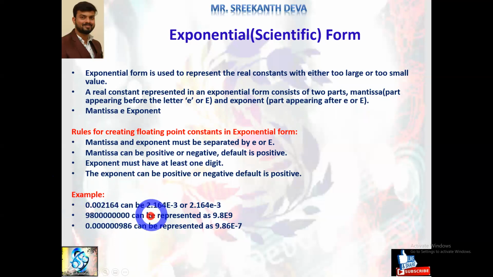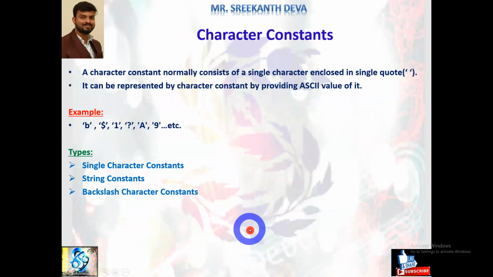For example, 0.002164 can be written as 2.164 exponent minus 3, or 2.164e-3 with small e. So this is the representation of what? This exponential or scientific form. Similarly, 980000000 can be represented as what? 9.8 exponent 9. This is a positive exponent, 9. Similarly, 0.000000986 can be represented as 9.86 exponent minus 7. This is about exponential or scientific form.